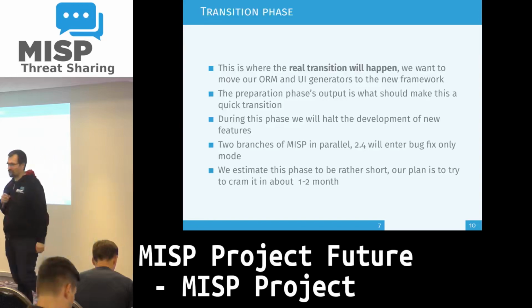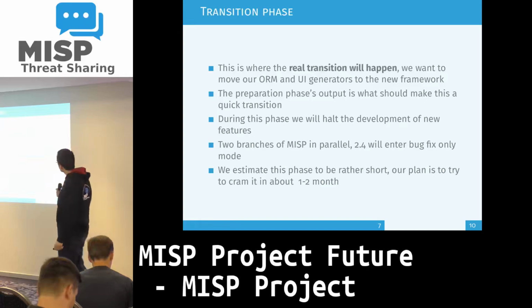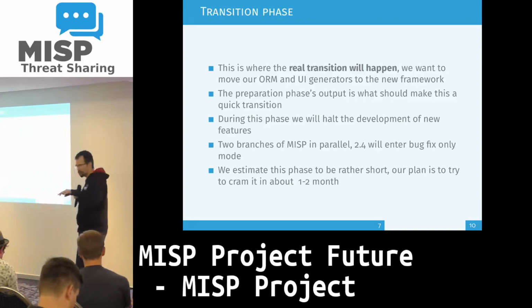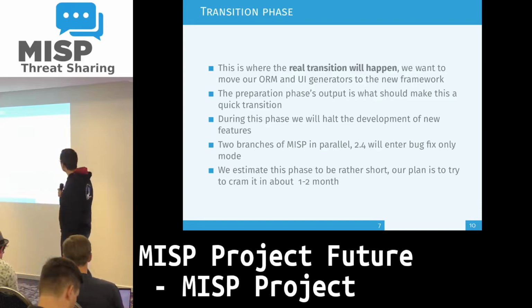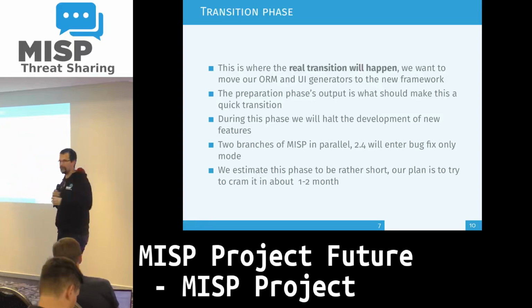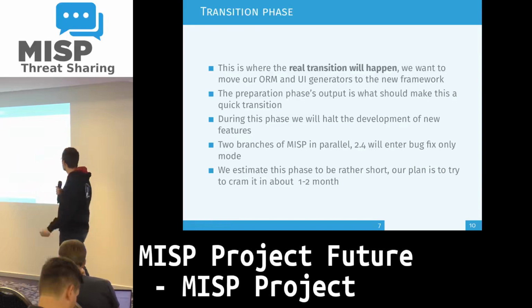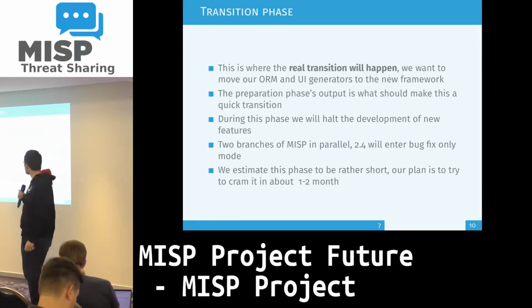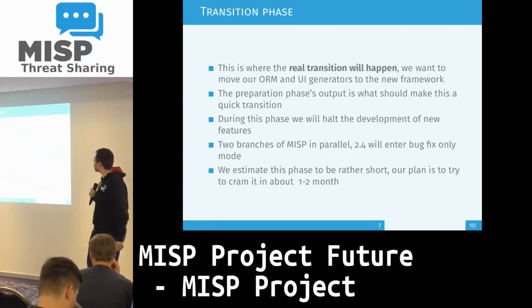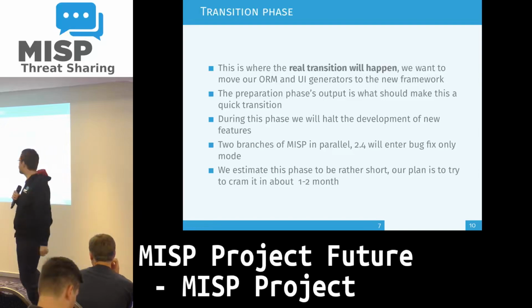Okay. And then we have the transition phase. So this is where the actual transition will happen. We don't expect this phase to be very long. Our plan is to keep it between 1 to 2 months maximum. The idea is that during the preparation phase, we should have gotten to a point already by this point where the move itself is really only affecting those factories that we've already talked about. So we're going to transition those to a new system. At this point, we will freeze new development for that 1 or 2 months while we do this transition.